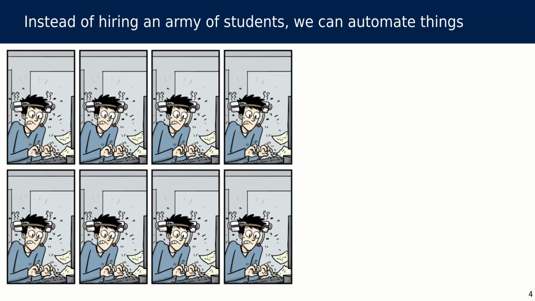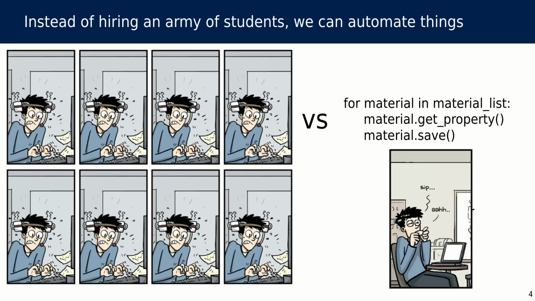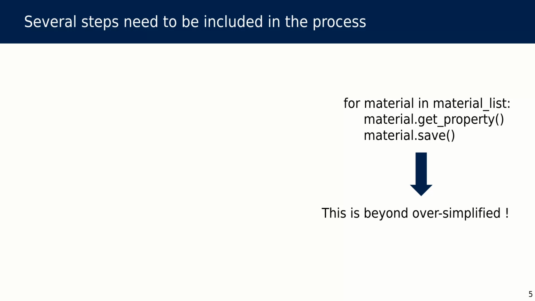What we would love to have is something like this, where we have a list of materials, and for each of them some code runs the needed computations, and once this is done, it saves the property somewhere in a database, and then the researcher can simply browse the database. Now obviously these few lines are way oversimplified. There are many steps hidden behind this.